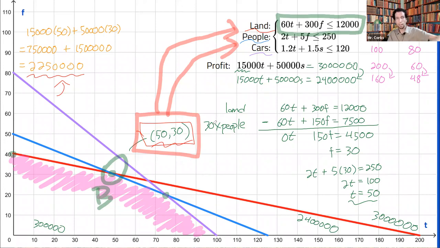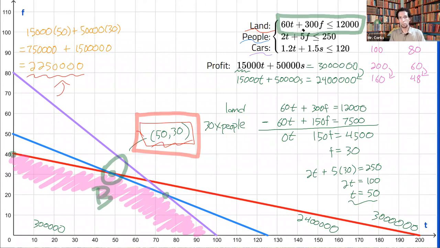Remember, it's the red line or anything below, blue line or anything below. We are on those lines. Even just one step past them is not a valid solution. We are outside of our feasible region. So we've hit exactly the maximum. If we substitute this into land and people, it should be exactly 12,000 and exactly 250.